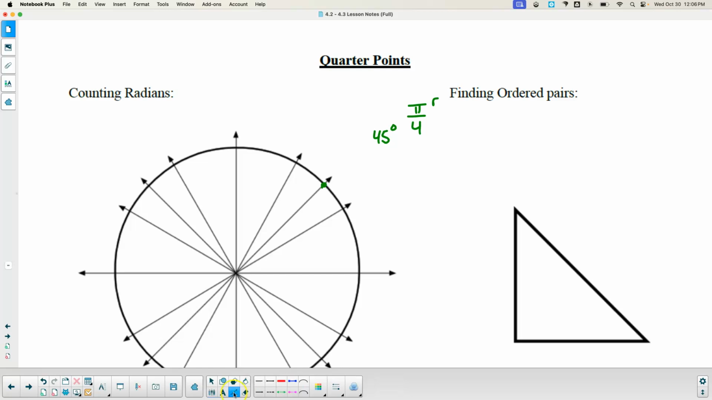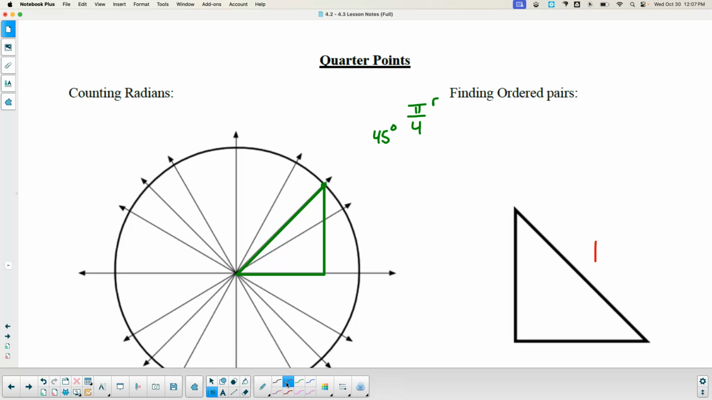This triangle is going to come out right here. What is the hypotenuse of that triangle? It's 1. Okay, so the hypotenuse is 1 because it's the radius of the unit circle. So that's going to be 1.